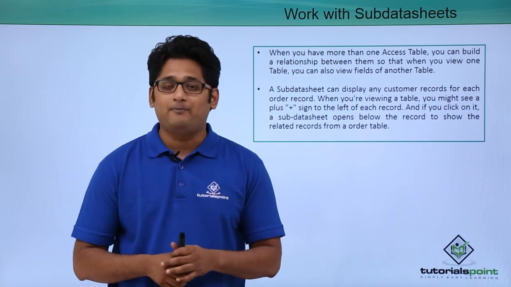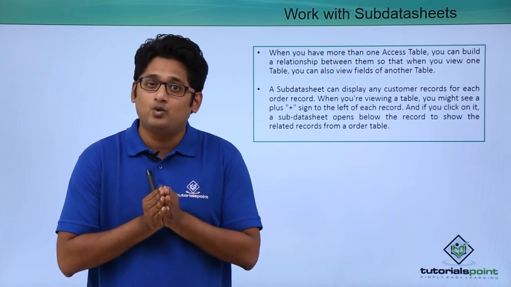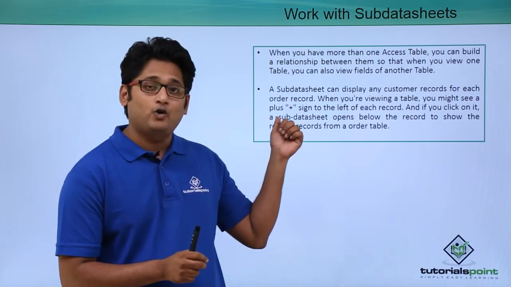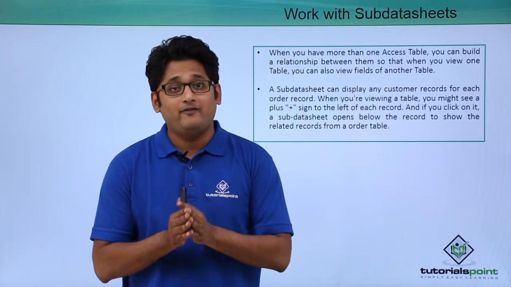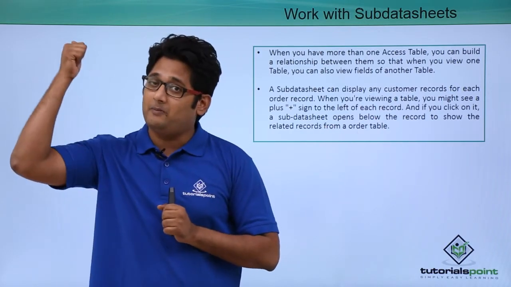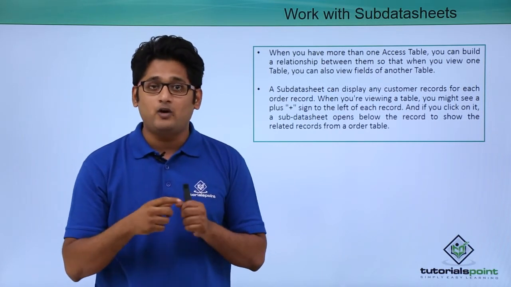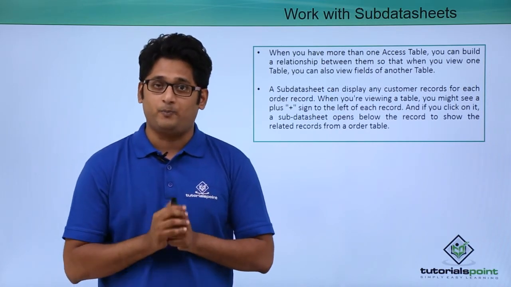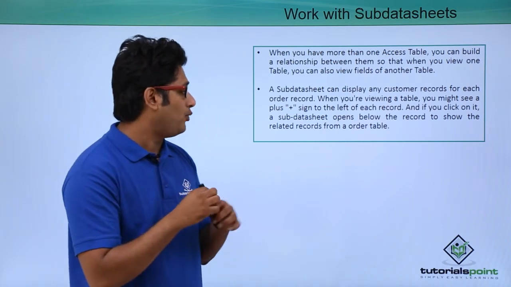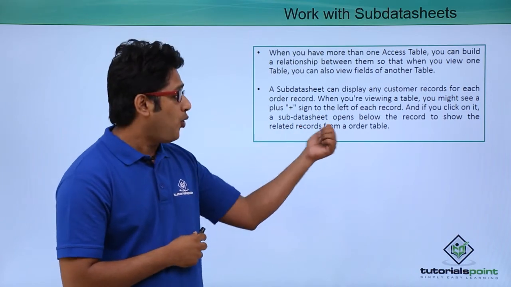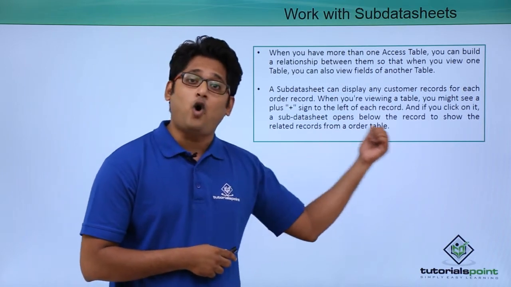Let's take an example: I have a customer table and an order table. What does a Subdatasheet do? A Subdatasheet will help me find the orders that each customer has placed. Whenever I go to the datasheet view, on the extreme left corner you can see the view button. Under that, if you go to the datasheet view, you will have the table ready. In this table you can see a plus sign. Whenever you click on that plus sign, a subdatasheet will open up below the record, which shows only the related records from the order table.